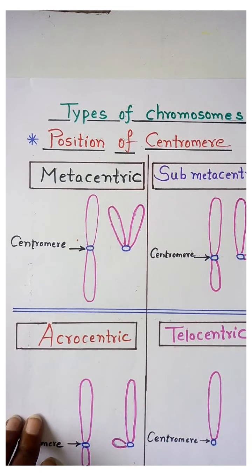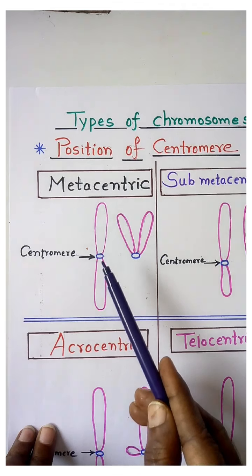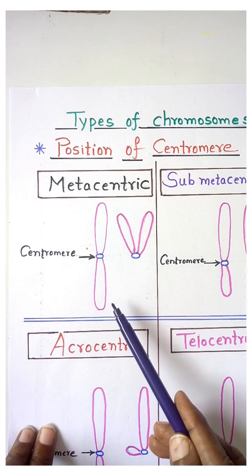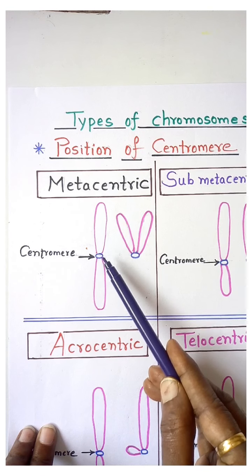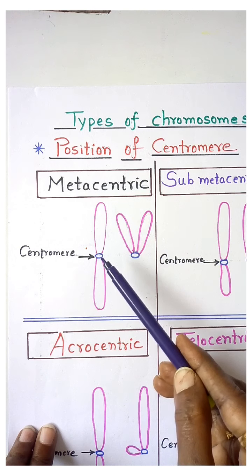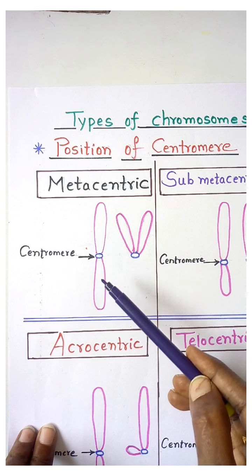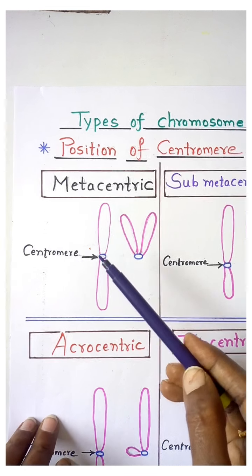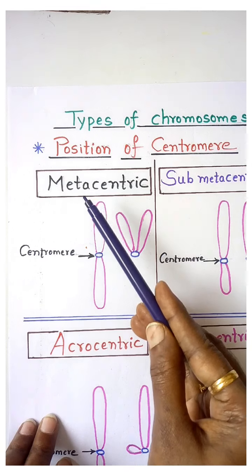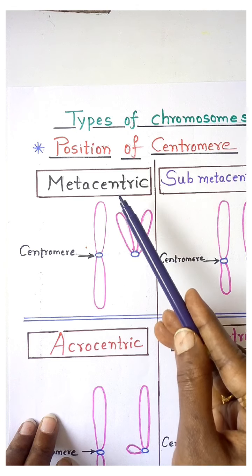In the first type of chromosome, that is metacentric chromosome, the centromere is present exactly in the center of the chromosome. So this is the centromere, and these are the arms of the chromosome. Since it is present in the center, the arms of the chromosome are of equal length. So when the centromere is present in the center, that type of chromosome is called a metacentric chromosome.